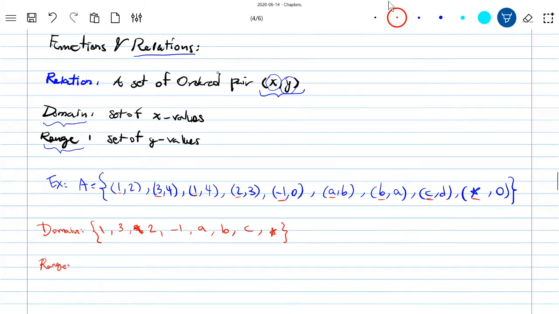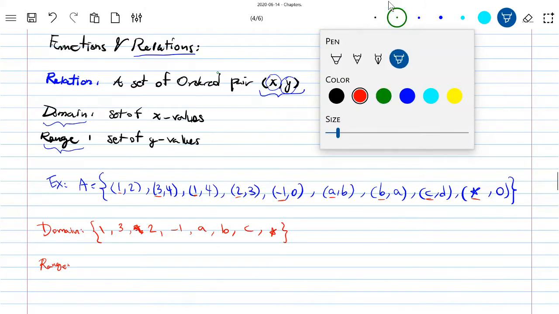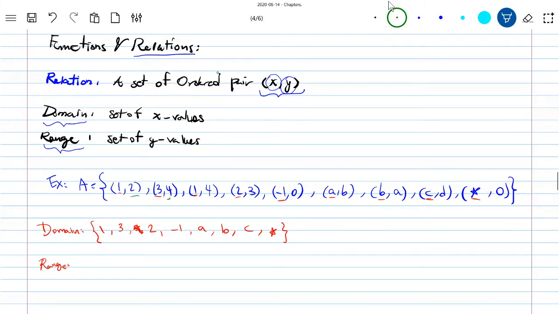Range of the set A. Let me use a different color. It'll be 2, 4. Again, you have 4 repeated, so there is no need to write 4 again. 3, 0, B, A, D, and circle. These green ones are the elements of the range, the elements in this range set.